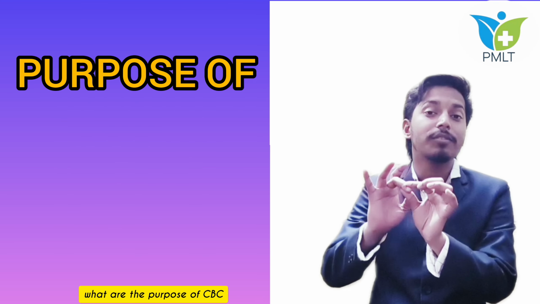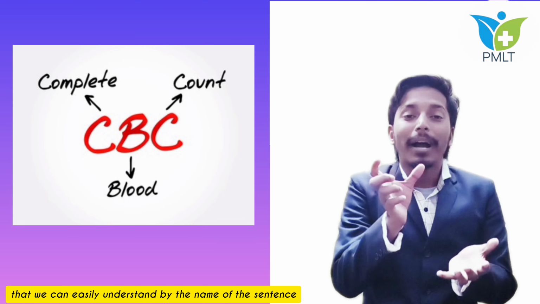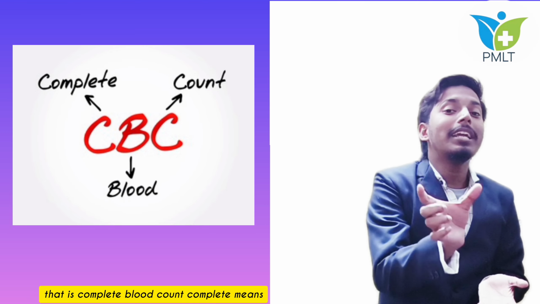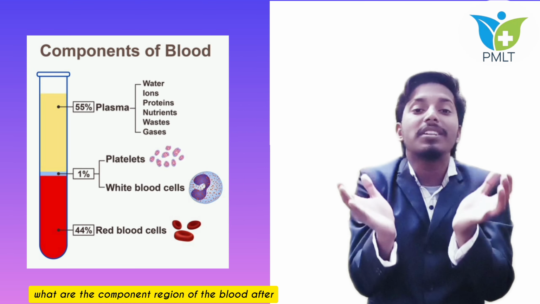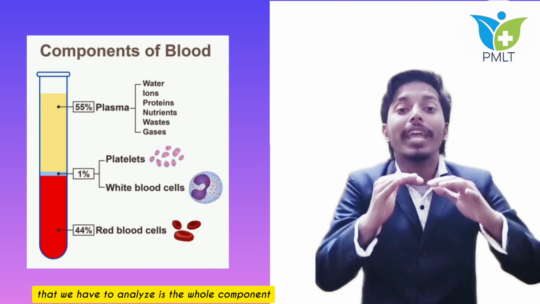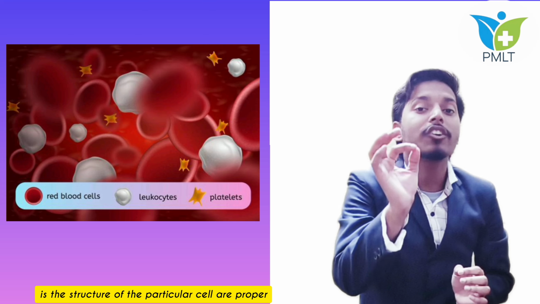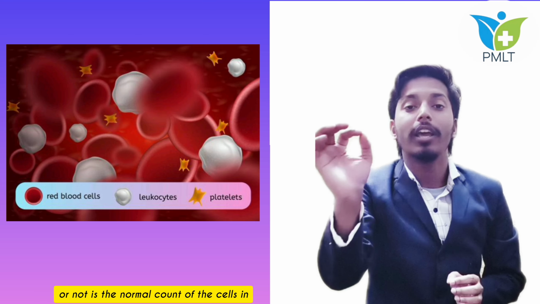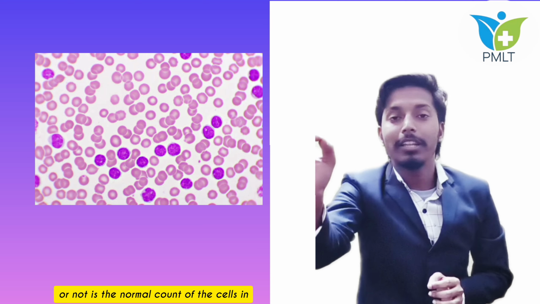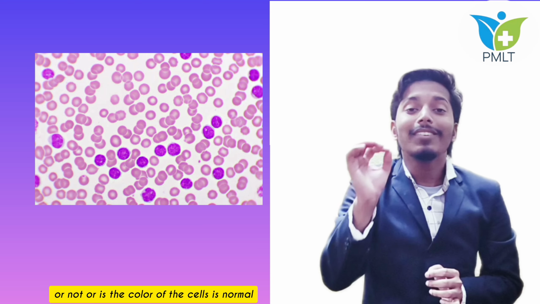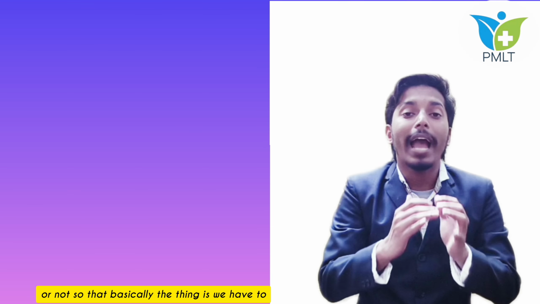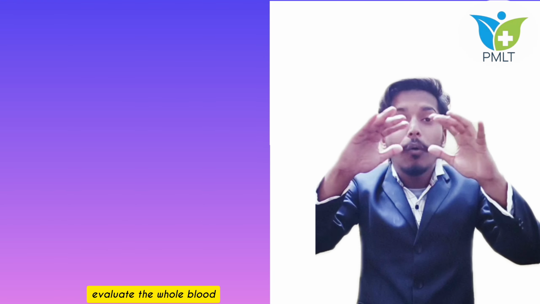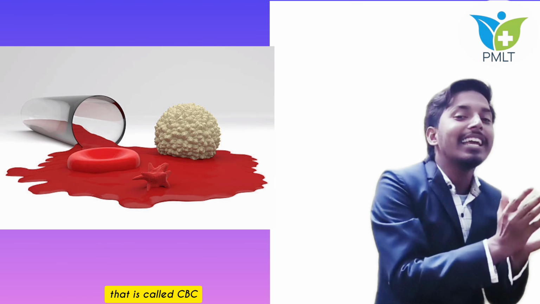So firstly, what is CBC? That is very easy to understand from the name itself, complete blood count. Complete means we have to count everything, all the components present in the blood. After that we have to analyze the whole component. Is the structure of the particular cell proper or not? Is the normal count of the cells in the blood right or not? Is the color of the cells normal or not? So basically we have to evaluate the whole blood, and that is called CBC, complete blood count.